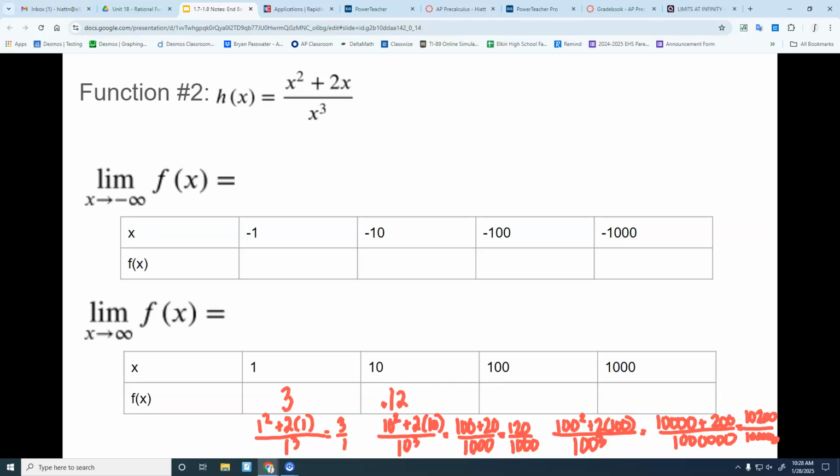I'm running out of room on this one. We'll do the last one with the calculator. So I've got to move my decimals 6 places this time: 1, 2, 3, 4, 5, 6. And I've got 0.0102.